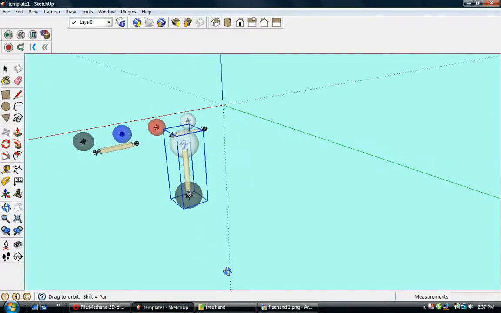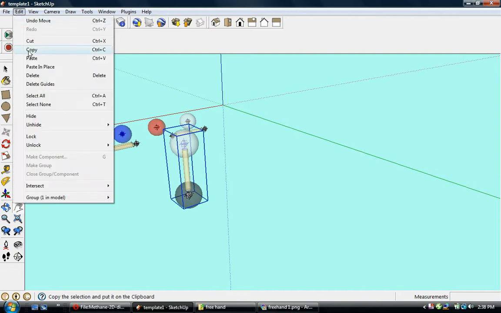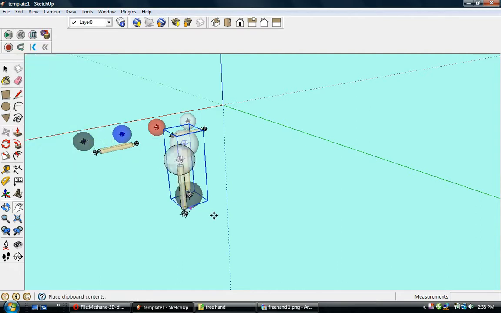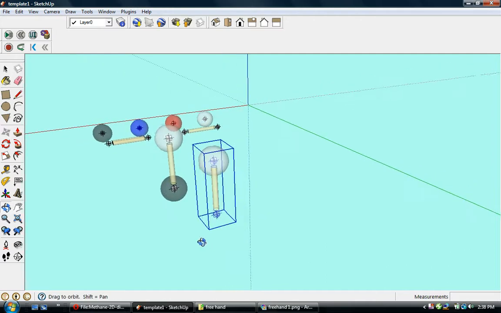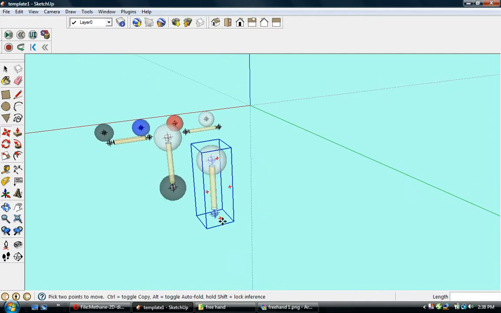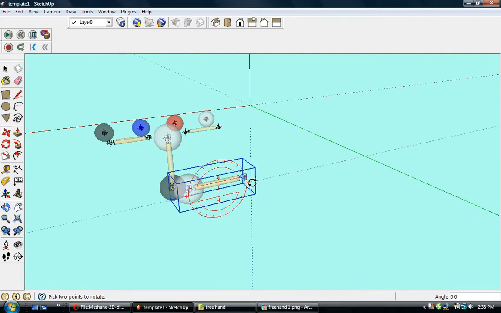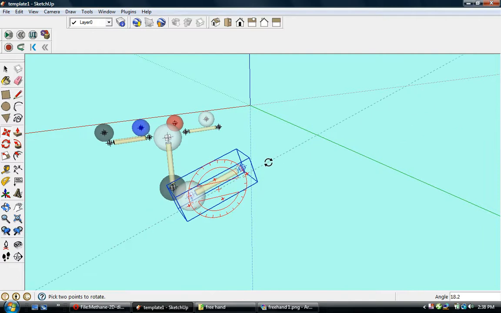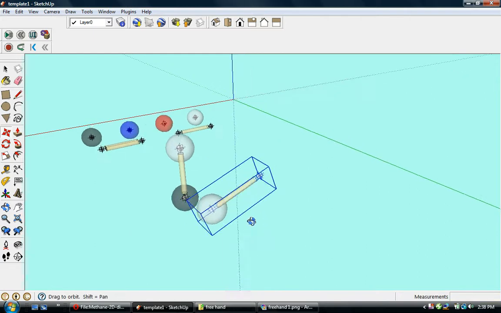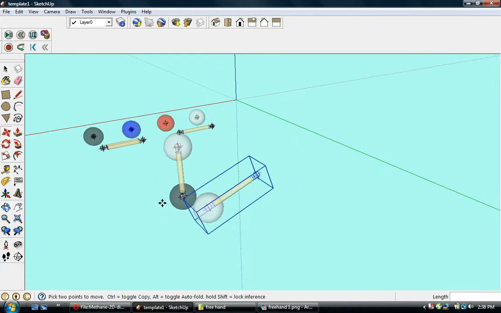So what we have to do is make a copy of this, and then we have to twist the copy down 109.5 degrees. So we can go like that. That gets us down to 90, of course. And then if you look in the lower right hand corner, we're going to enter 19.5, and that gives us a total angular separation of 109.5 degrees.